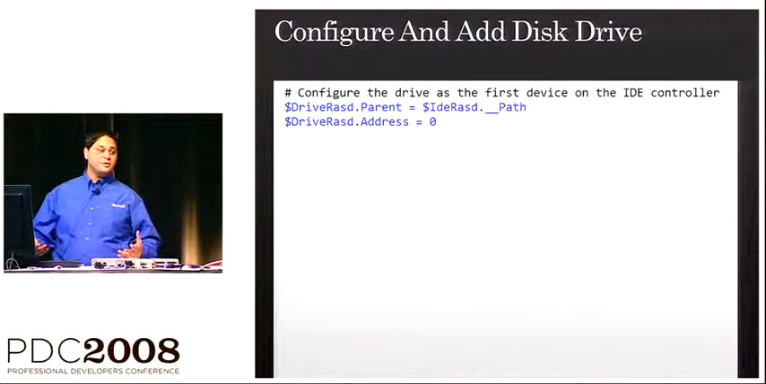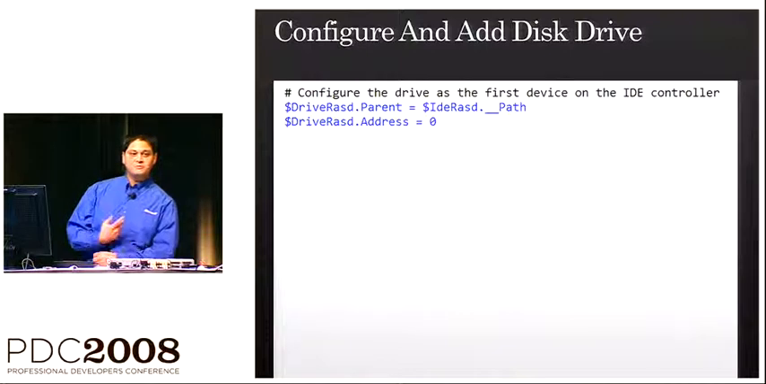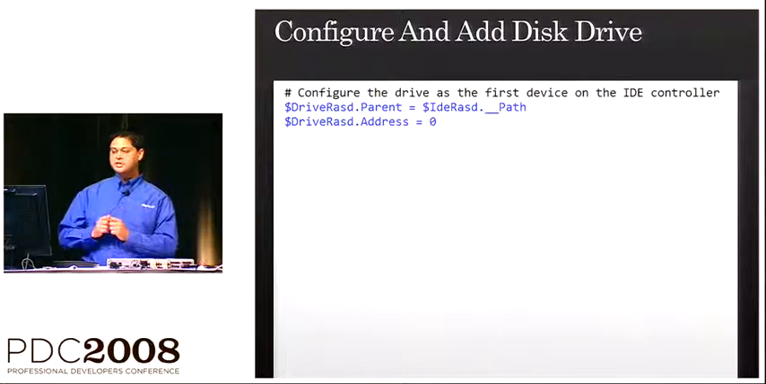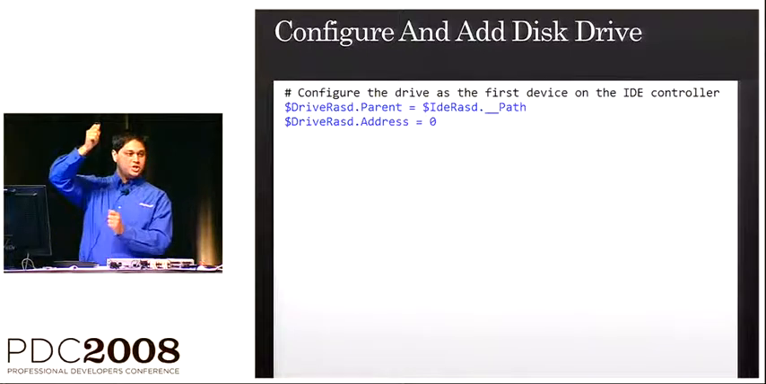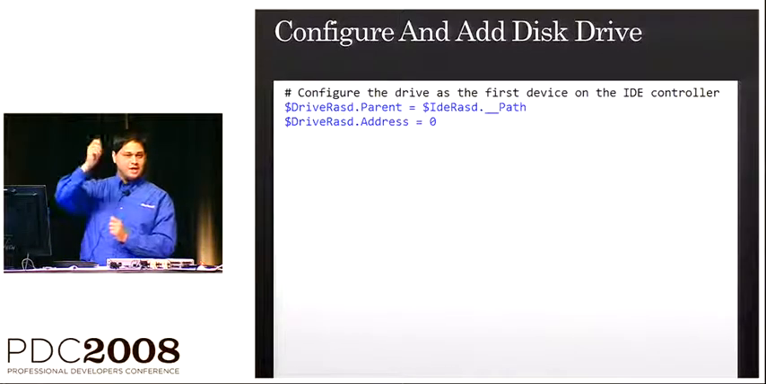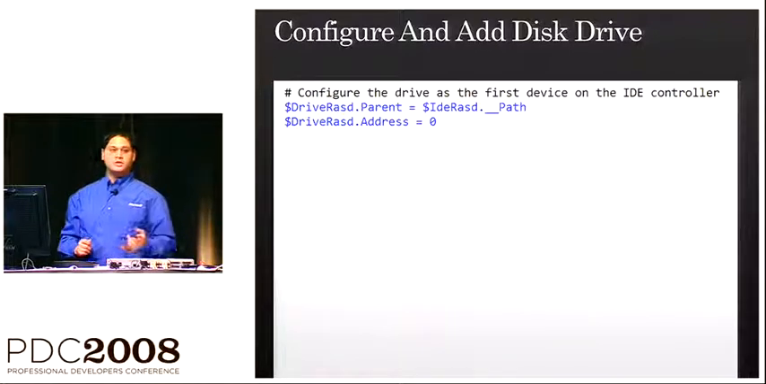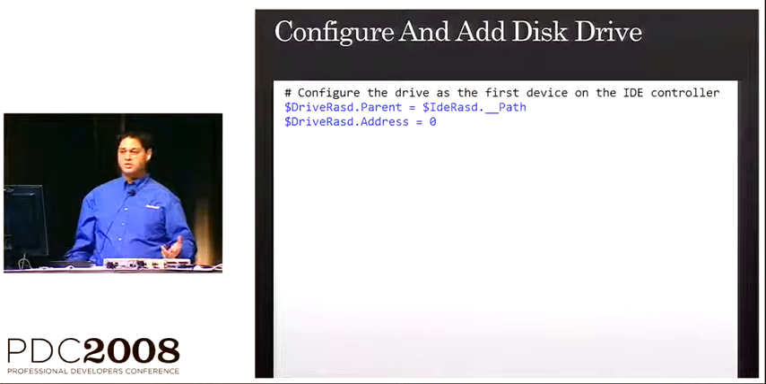Next, we have to configure the disk drive and add it to the virtual machine. Now, there are 2 properties that we have to configure on this drive. One is the connection up into the virtual machine. That's going to be in the parent property, where we point it to the IDE controller that we just retrieved. And the second is, well, where on that IDE controller is it actually going to be located?